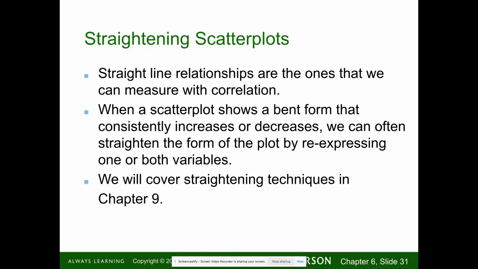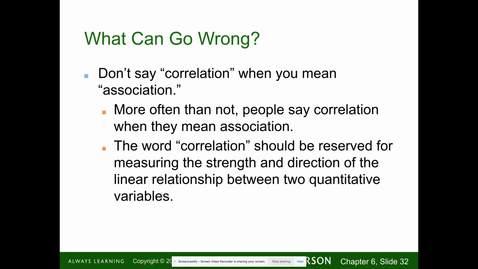So anyway, straightening scatter plots. Straight line relationships are the ones that we can measure with correlation. When a scatter plot shows a bent form, it's consistently increasing or decreasing. We can often straighten the form of the plot by re-expressing one or both variables. We'll talk about that in chapter 9. There's a couple ways to approach that. You could do linear regressions, you could do exponential regressions, you could do the log of the data, which tends to straighten out the data. That's chapter 9 stuff.